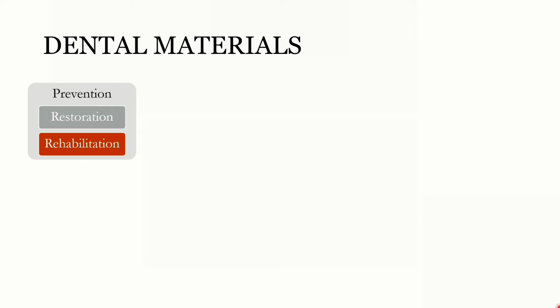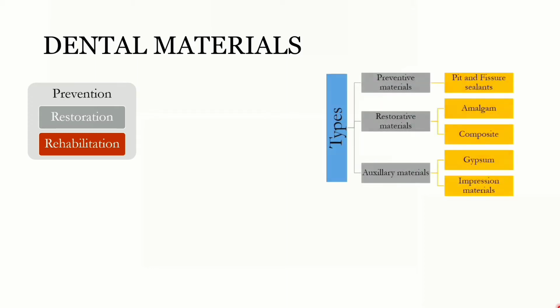So these materials are used in prevention, restoration and rehabilitation. So these are the three important aspects in dentistry as such. And in each of these procedures, dental materials do come in play. So if you want to classify these materials, you can classify them into preventive materials, which are mainly going to be pit and fissure sealants, which are used for prevention of onset of a dental disease.